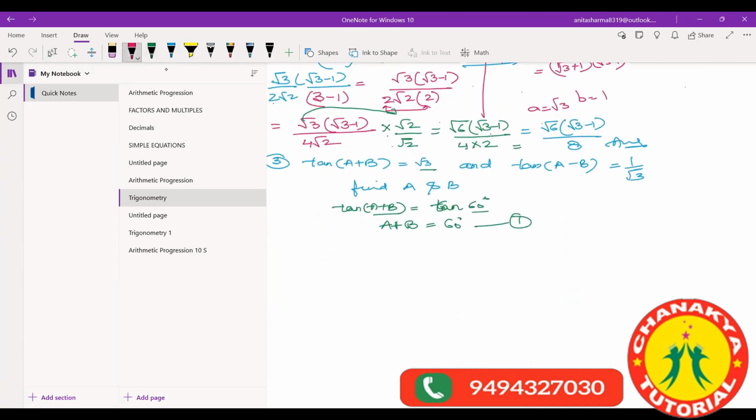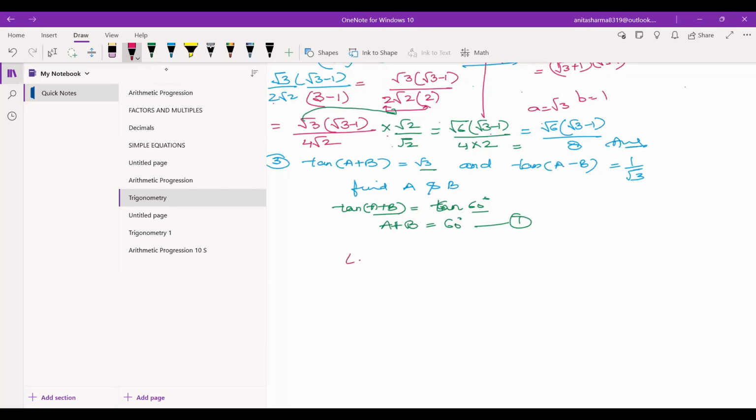Yes, understood, ma'am. From this, tan A minus B. Now check in your table at which angle the value of tan is 1 upon root 3. 30 degrees. So you will write tan 30. Right. Now compare the angles. A minus B is equal to 30 degrees. This is your equation 2.